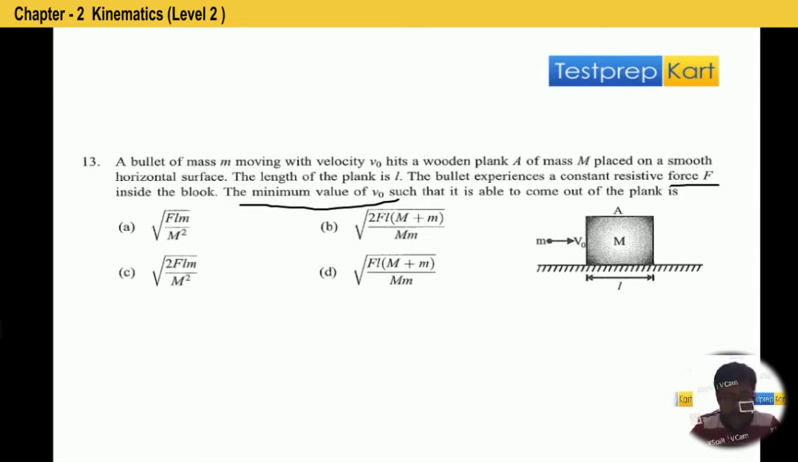The length of the plank is L. The bullet experiences a constant resisting force F inside the block. The minimum value is V naught.